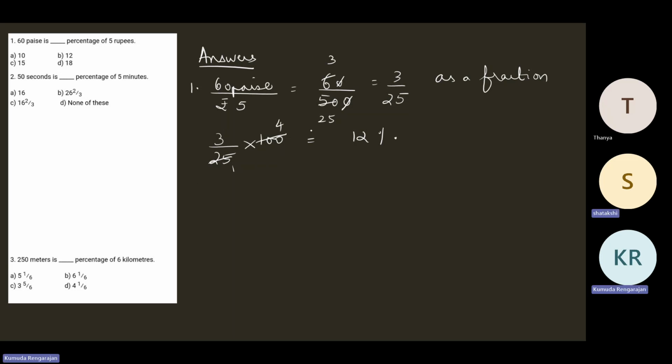You need to first find the fraction. So 60 paise over 5 rupees. The units are different, so convert 5 rupees to paise. So it is 60 by 500. Then bring it to the simplest form. So 3 by 25 is the fraction. You need to convert this to a percentage, so multiply by 100. You can also do it directly like this.